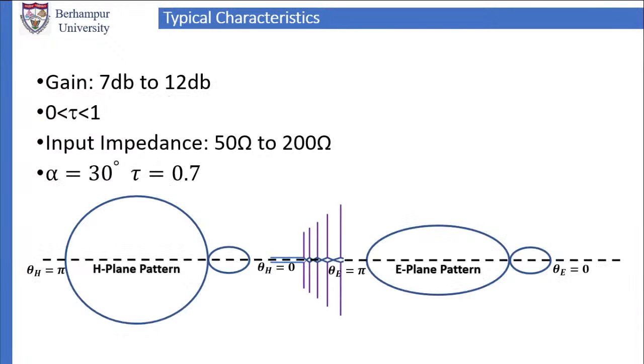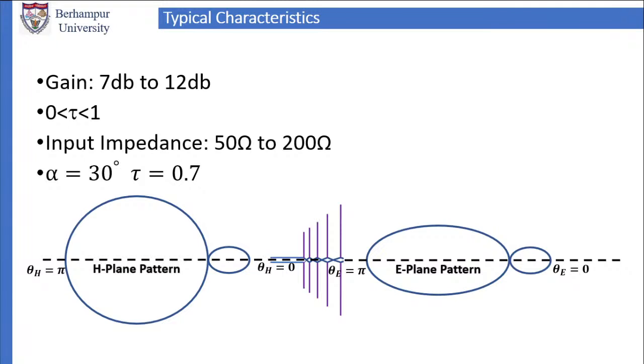Now what are the typical characteristics of the antenna? You can see both the radiation patterns are shown here, the H plane pattern and the E plane pattern. Both are end fire radiation. They are towards the smaller element from the larger element. There is a small amount of radiation in the backward direction. The H plane pattern is slightly broader compared to the E plane pattern, or the E plane pattern is more directive compared to the H plane pattern.